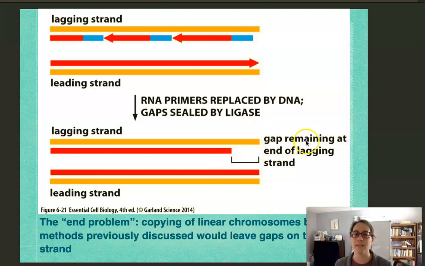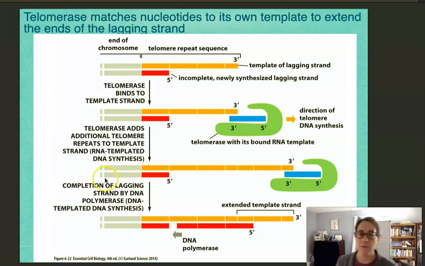So how does it extend the lagging strand? Because it can't use any template for that. Well, telomerase actually carries around a little piece of template. This is actually RNA, and it carries this RNA which has just a repeat sequence.